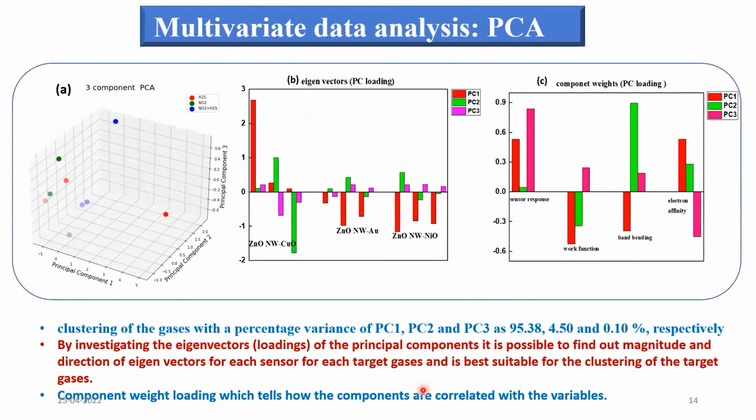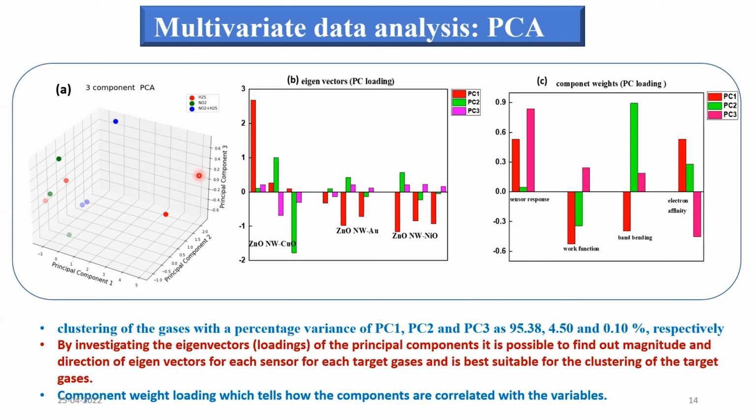And here is the result obtained from the PCA. Here you can see the three-component PCA plot. These different colors indicate different gases: H2S, NO2, and their mixture. The PCA clusters the gases with the percentage of variance of PC1, PC2, PC3 being 95.38, 4.50, and 0.10% respectively. So you can see that PC1 has a large amount of variance, which means it will have more information.